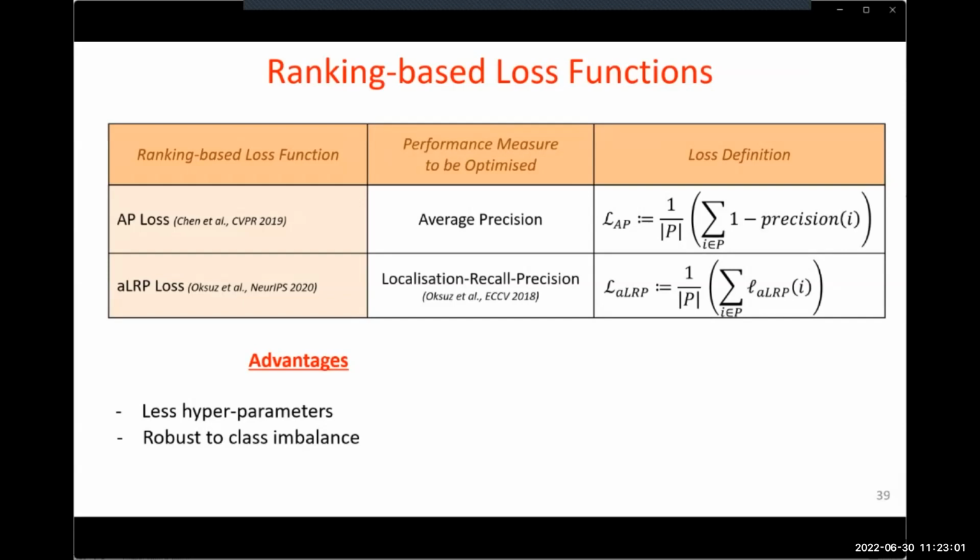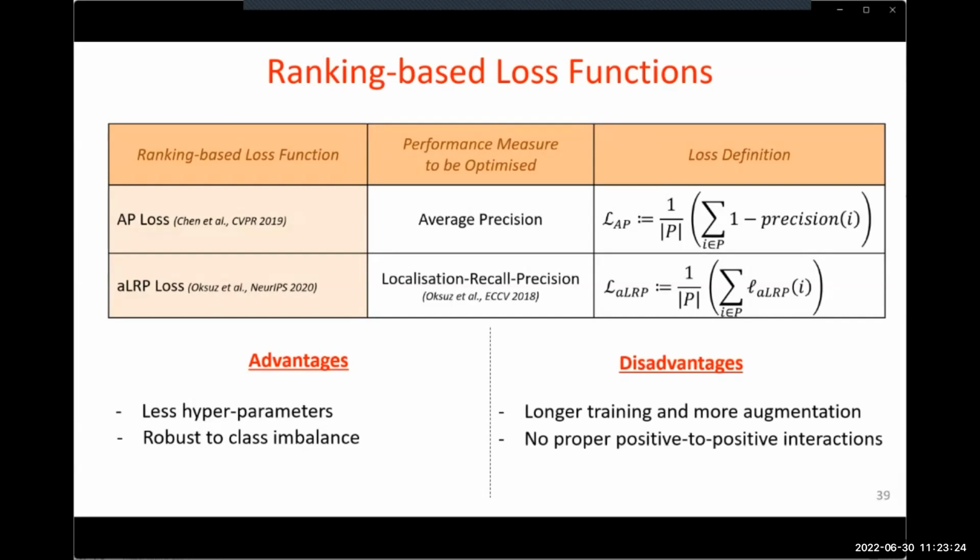Previously proposed ranking-based loss functions, average precision loss and average LRP loss, offer two important advantages. They reduce the number of hyperparameters by directly optimizing performance measures, and they are robust to class imbalance due to their ranking-based error definition. On the other hand, they need longer training with more augmentation, and they do not consider correlation by explicitly modeling positive-to-positive interactions in the classifier, which have been found useful in the literature.